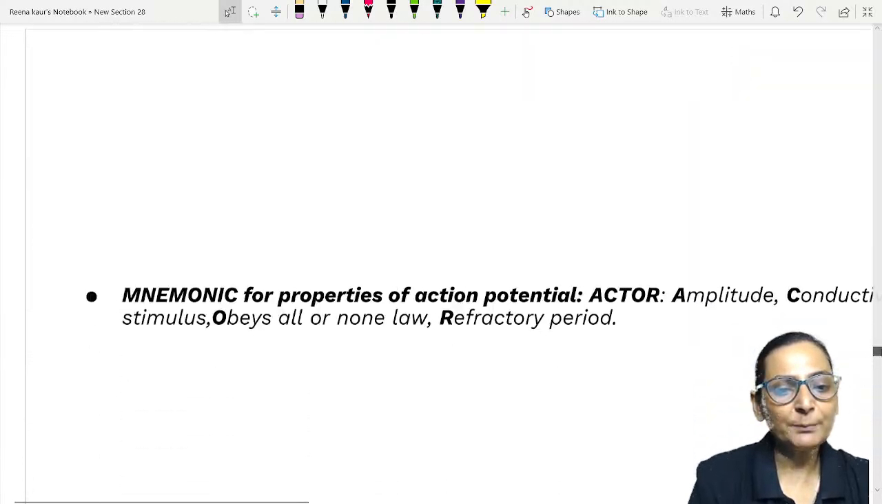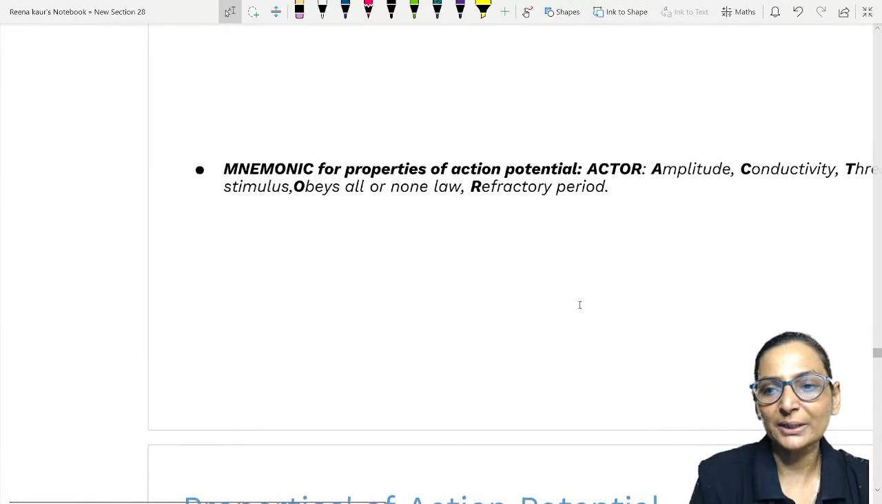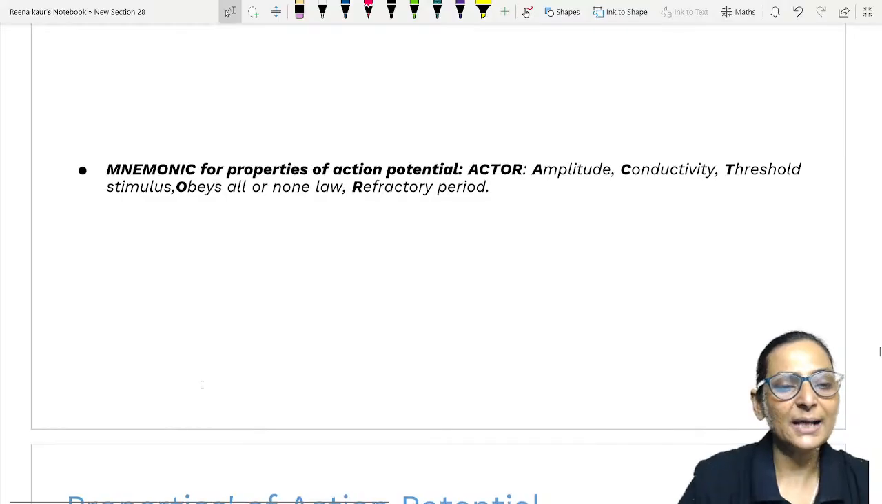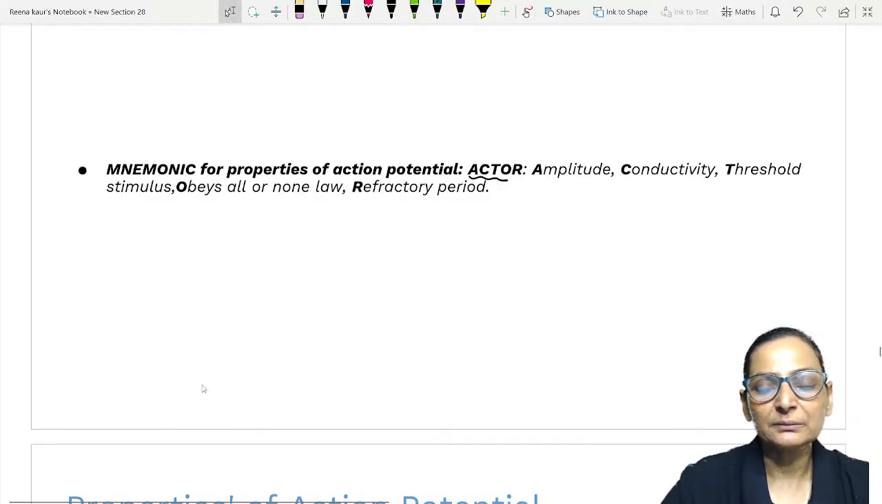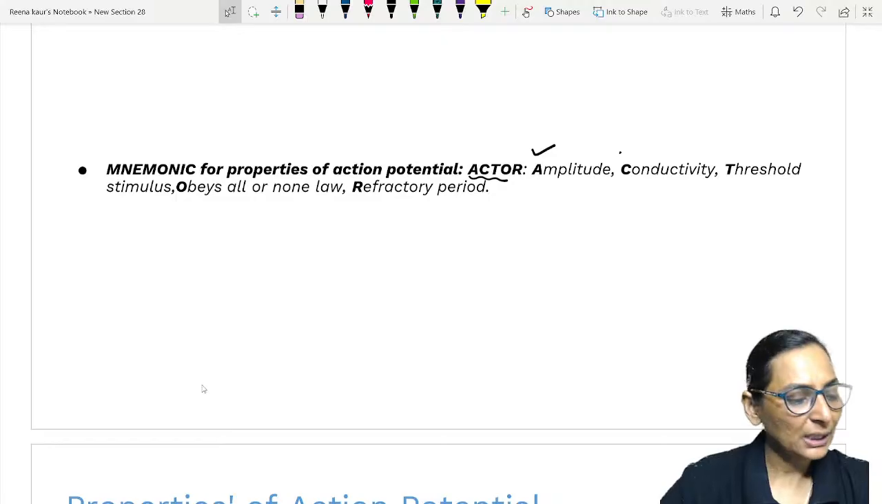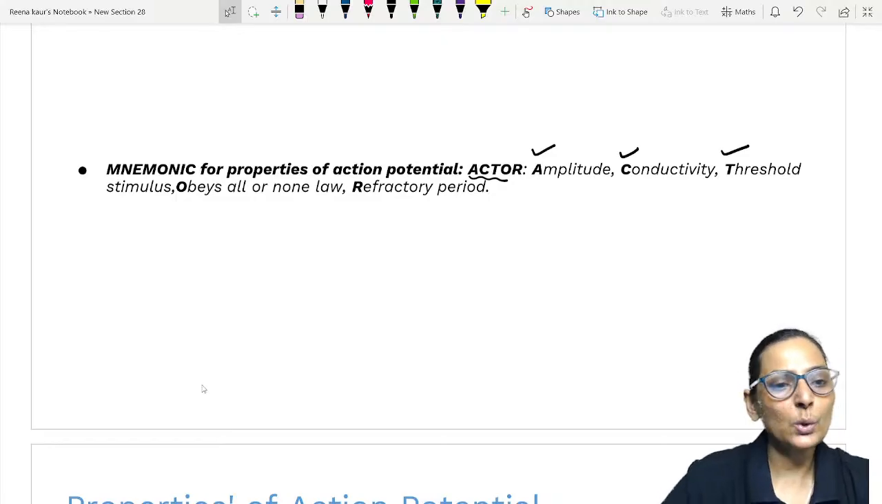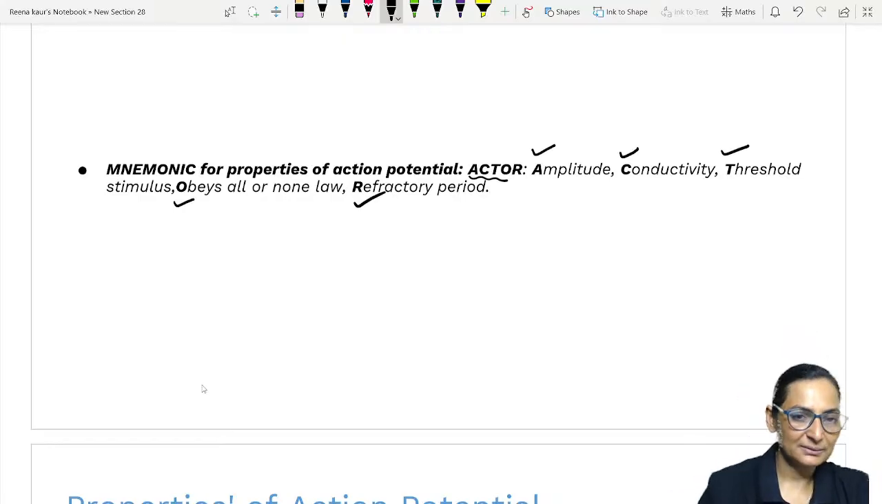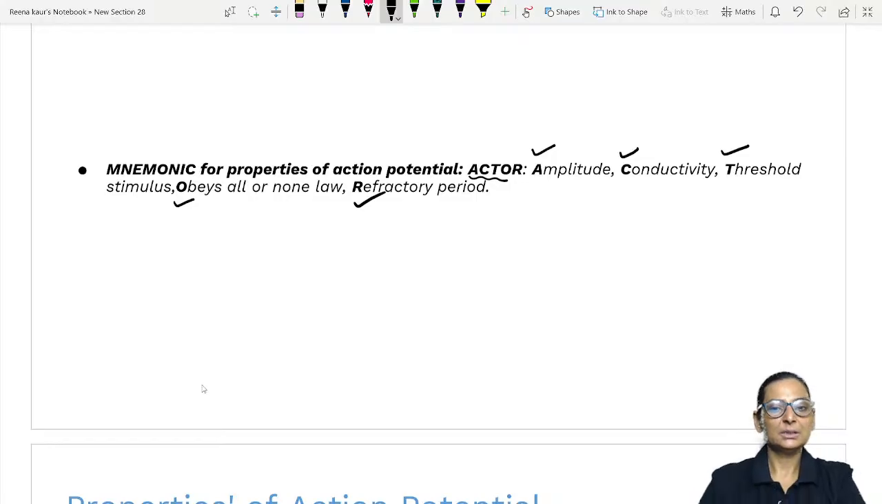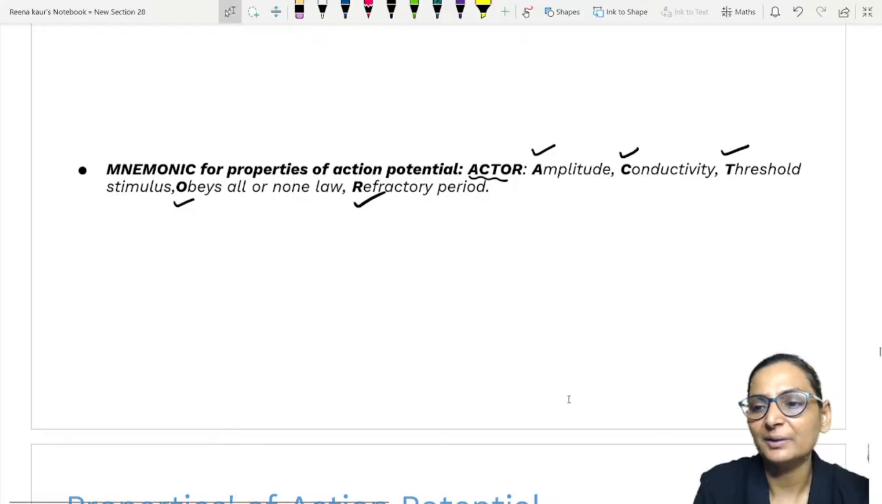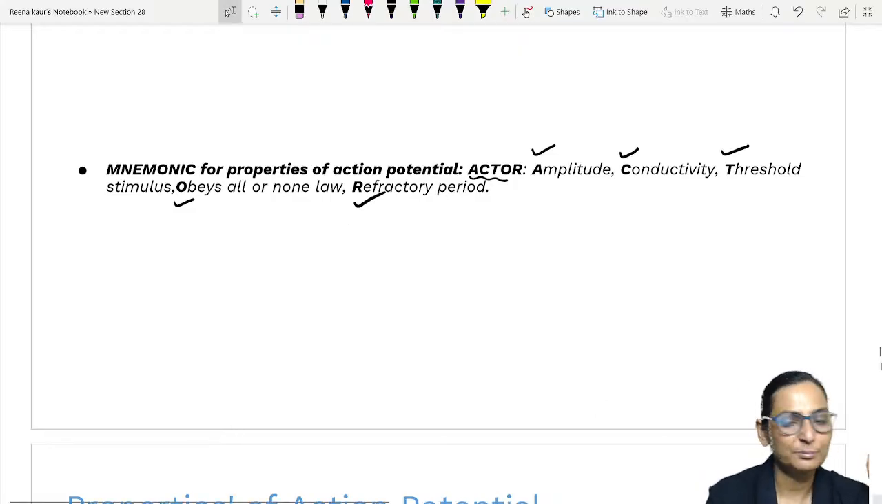Now coming to the properties of action potential, you remember a mnemonic: ACTOR. Amplitude, conductivity, threshold, obeys the all or none law, and refractory period. Just remember the mnemonic. So these are the properties of action potential.